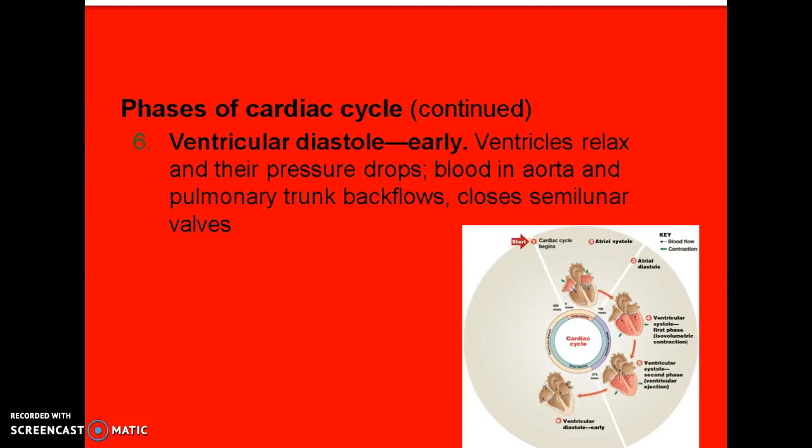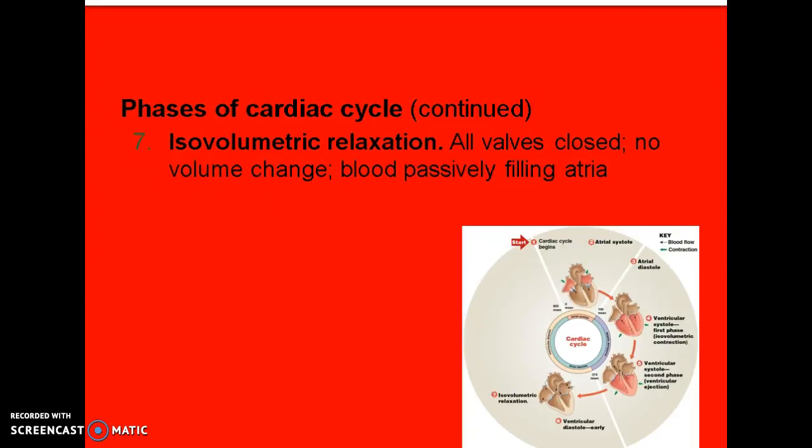Then the ventricles relax, ventricular diastole. The ventricles relax and their pressure drops. Blood in the aorta and pulmonary trunk backflows, which will then close the semilunar valves. At this point, isovolumetric relaxation, all valves are closed, but there's no volume change. Blood is passively entering the atria.